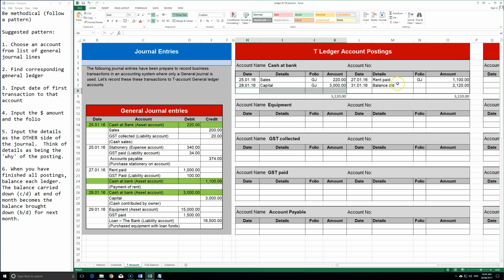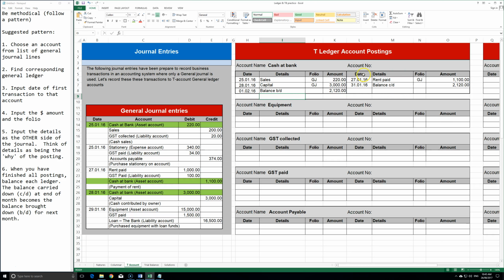Now, at the beginning of the next month, we put the date, and then we put balance brought down, and we refer back to the carried down ending figure here. We can get rid of these little sums down the bottom now. So that is how you balance off a T-ledger account.